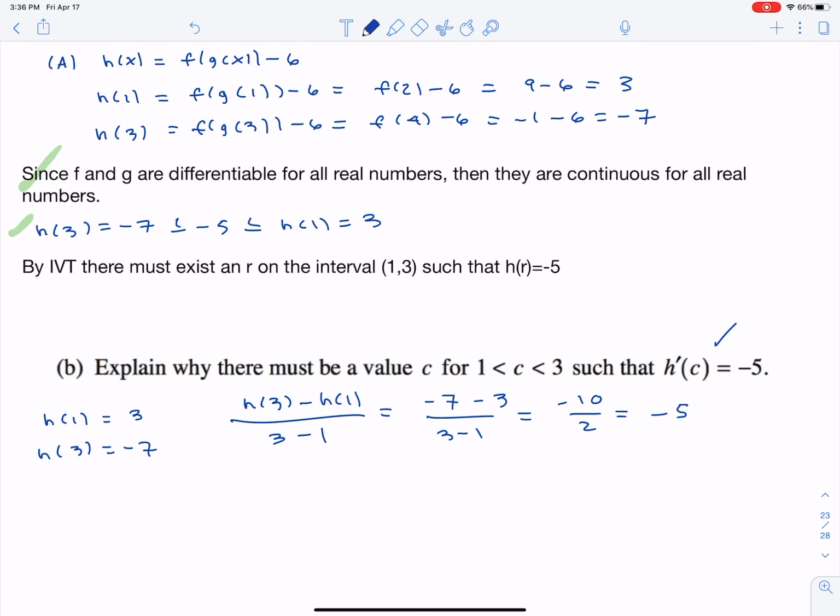Perfect. So before I put this down, let's think about what is required for the mean value theorem, and what does it say? The mean value theorem says that a function has to be both continuous and differentiable. Well, we know it's continuous because we showed it was continuous in part A. We also know it's differentiable because they told us that in the instructions. Then it says that if those two things are true, there has to be a C on the interval between those two endpoints such that h prime of C equals the slope of that tangent line.